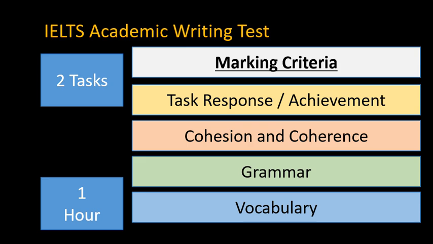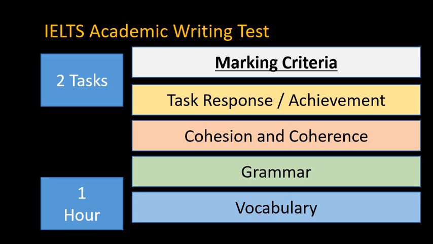That kind of thing. Then we have grammatical range and accuracy, or grammar. And finally, lexical resource, also known as vocabulary. So using a range of words, using them correctly and spelling them correctly.